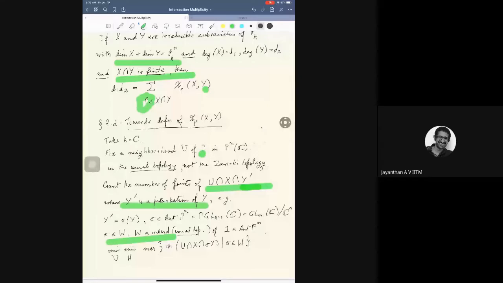And then you also maybe have to worry about U, the neighborhood U, because otherwise you'd be keeping count. Your U may have been so large as to include another intersection point of X and Y. So U has to be cut down as well. So when you go through this process, you're going to get the right number, which would be a geometric definition of the intersection multiplicity.